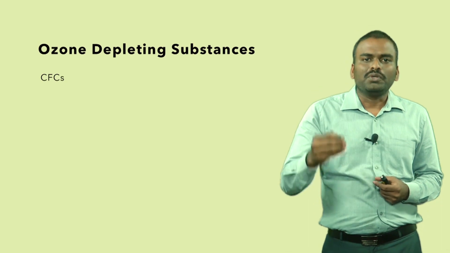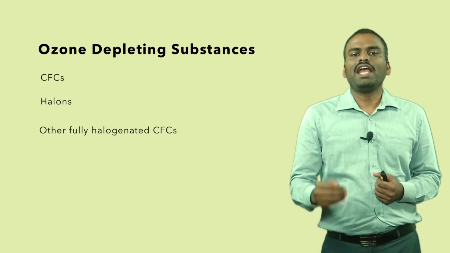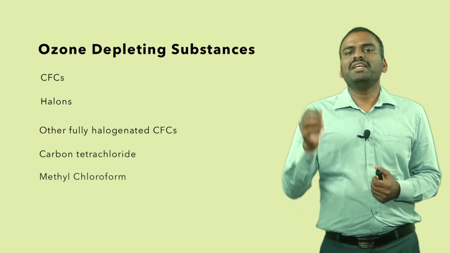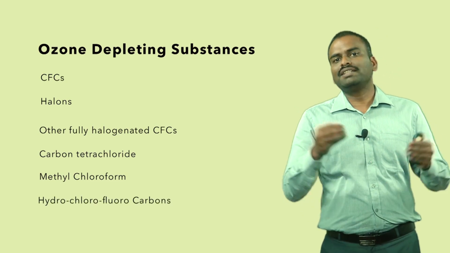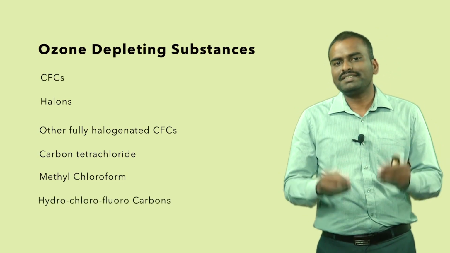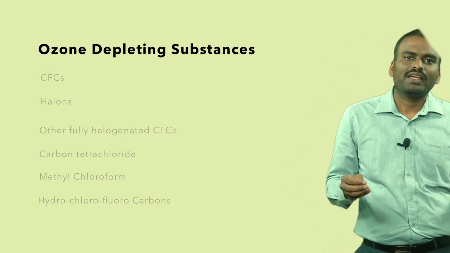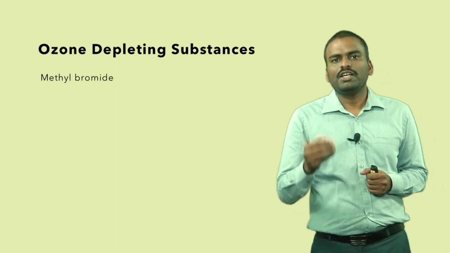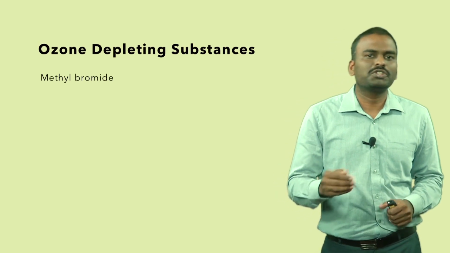Then, in addition to CFCs, halons, other fully halogenated CFCs, carbon tetrachloride and methyl chloroform, as well as the bromide components, these are the chemical substances which are responsible for ozone depletion. Recently, methyl bromide has been identified as one of the very harmful substances, and it contributes a lot to ozone depletion.